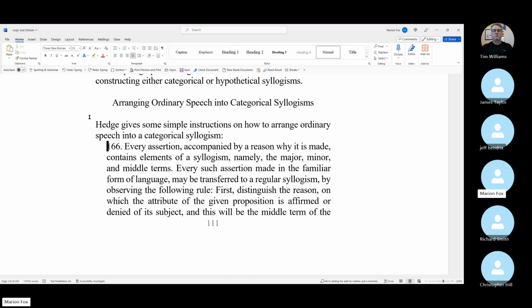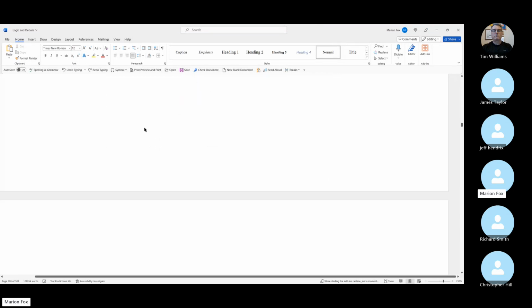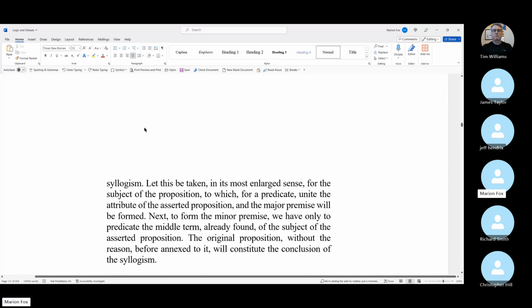Every assertion accompanied by a reason why it is made contains elements of a syllogism, right? Namely, the major, minor, and middle terms. Okay, we've already studied those. Every such assertion made in the familiar formal language may be transferred to a regular syllogism by observing the following rule. First, distinguish the reason on which the attribute of the given proposition is affirmed or denied of the subject. This will be the middle term of the syllogism.